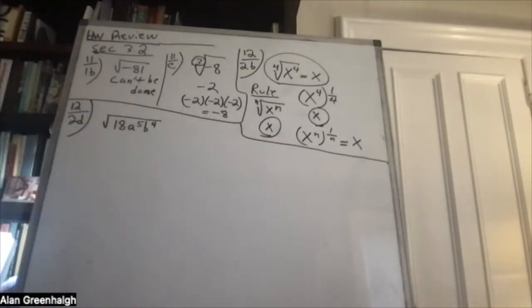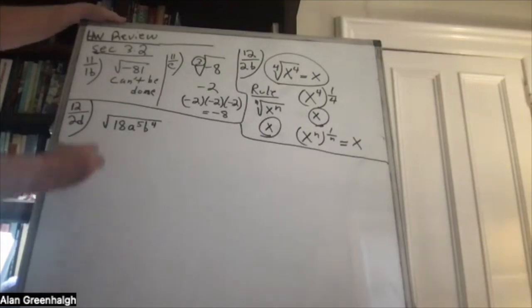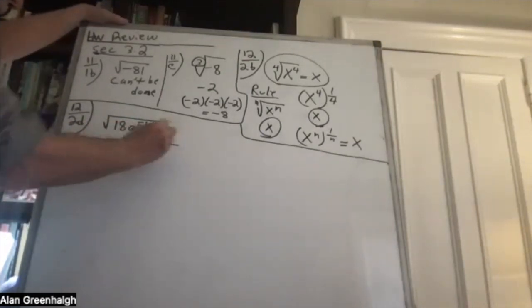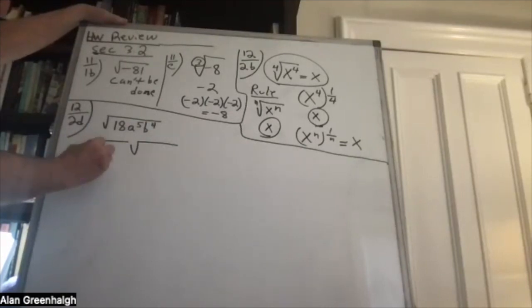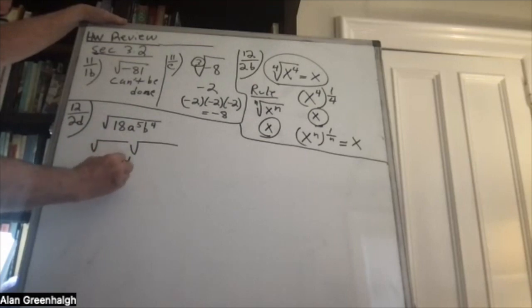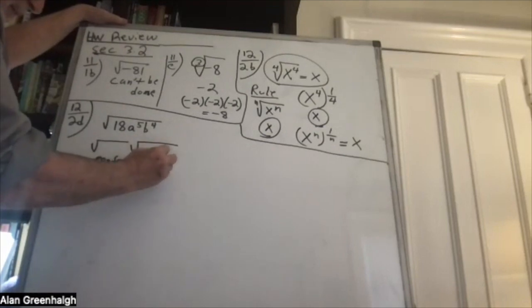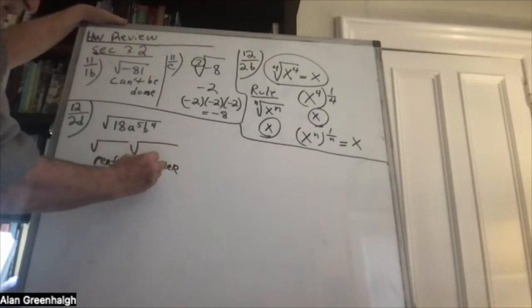So this is like the problems we did yesterday, of course, because everything is reviewing yesterday's work. And you're going to separate this into two parts: a perfect square factor, and then the other factor, whatever is left over.